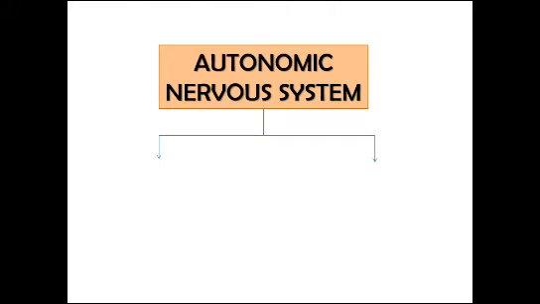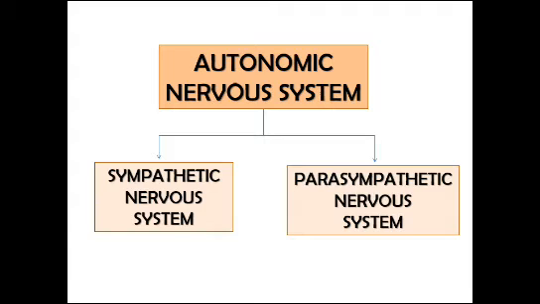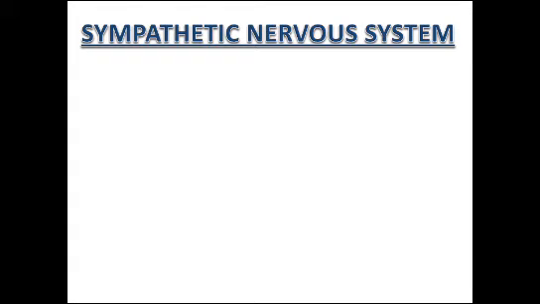Now let's start the study of the division of the autonomic nervous system. So this autonomic nervous system is basically classified into two types: sympathetic nervous system and parasympathetic nervous system. So today we are going to mainly discuss these two systems, sympathetic and parasympathetic. First one is the sympathetic nervous system.